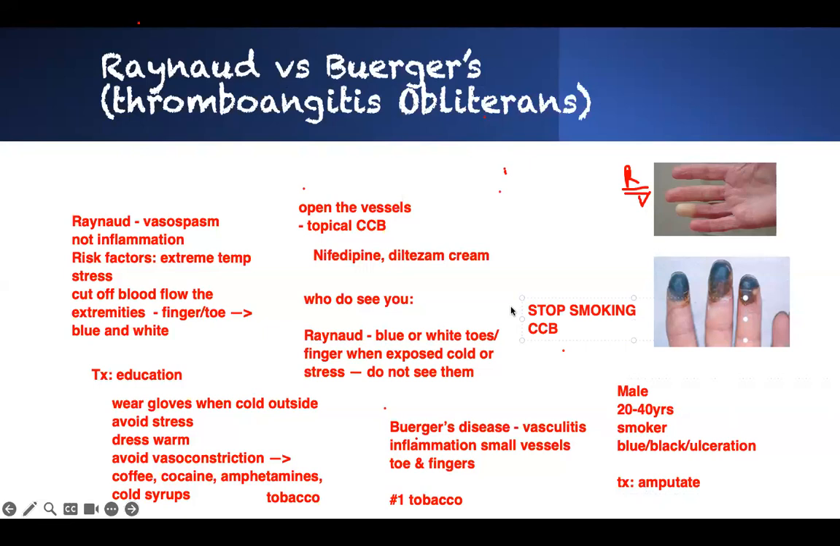So when they give you a case and you see that the person smoked tobacco, it's a young male, it's not Raynaud. It's going to be Buerger's, and his fingers look like that. Okay, so that is the key fact between the two of them. Okay, so that is the difference.